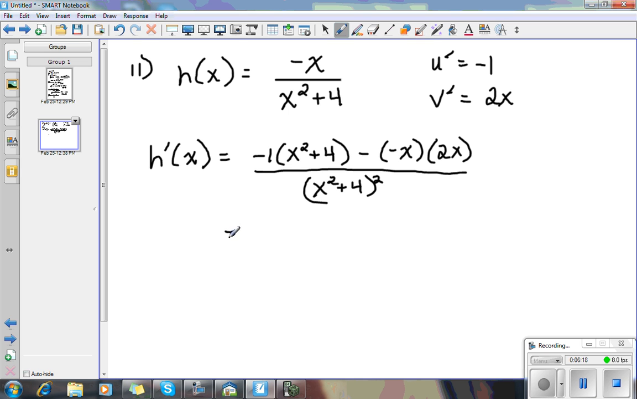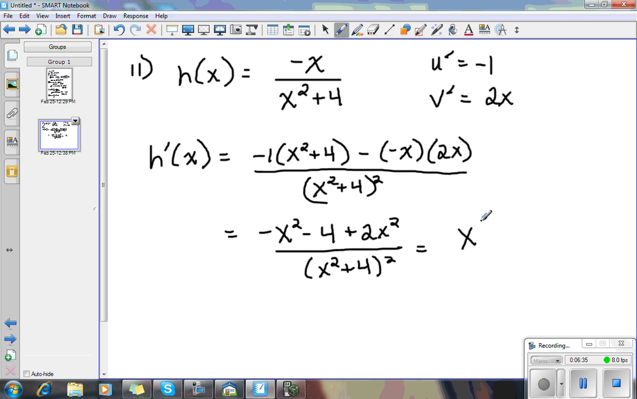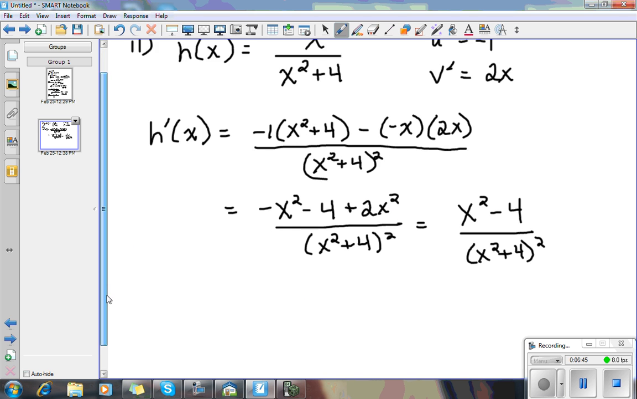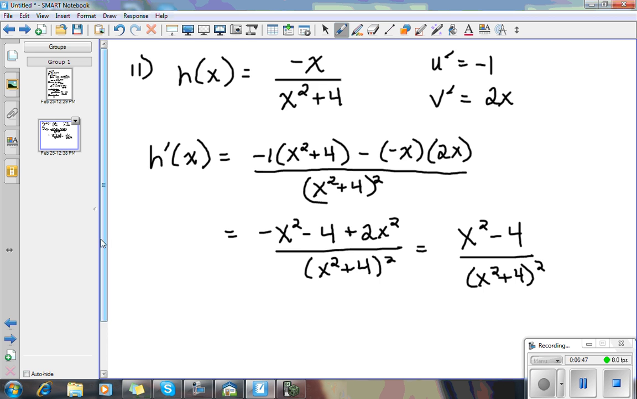Okay, I'm going to simplify the numerator a little bit, distribute that negative sign. Here, this is going to make this positive 2x squared, so we get x squared minus 4 over x squared plus 4 quantity squared. Hopefully I did all that right. Okay, so that's my derivative.